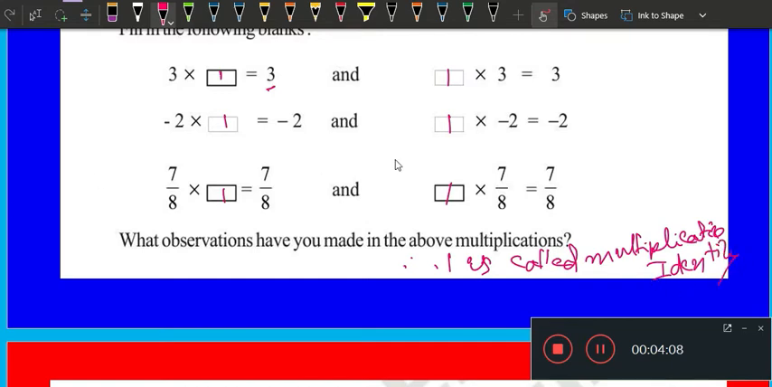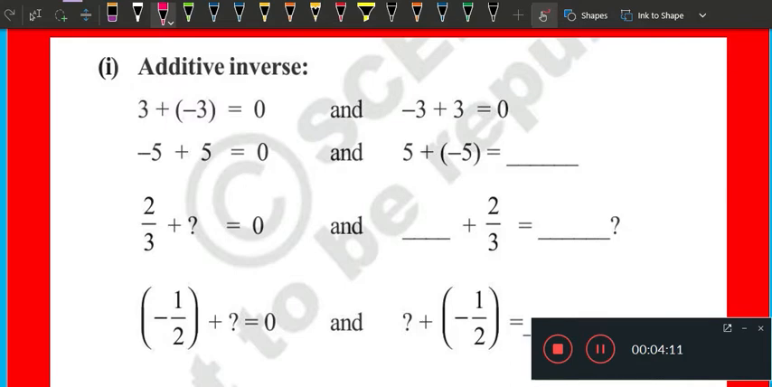Okay, students, additive inverse. What is meant by additive inverse? 3 plus minus 3 becomes 0. Minus 3 plus 3 becomes 0. Similarly, minus 5 plus 5 becomes 0, plus 5 minus 5 becomes 0.